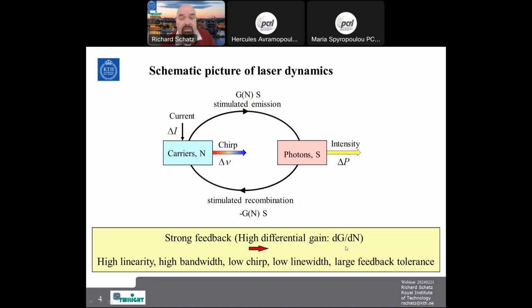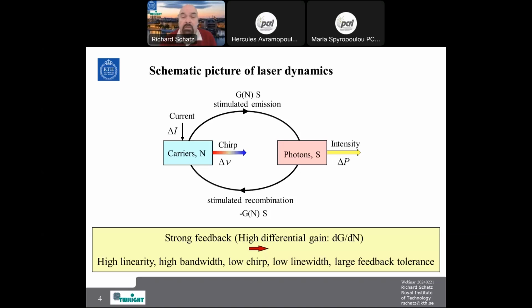If you have a large differential gain, dg/dn, that is, a large increase of gain when you increase the carrier density, you can get a laser with high linearity, high bandwidth, low chirp, low linewidth, and large feedback tolerance. Everything becomes better with larger differential gain. So in a conventional laser, that is what you try to do. You try to make a material with high differential gain, and that you can do with quantum wells, for instance, and so on.